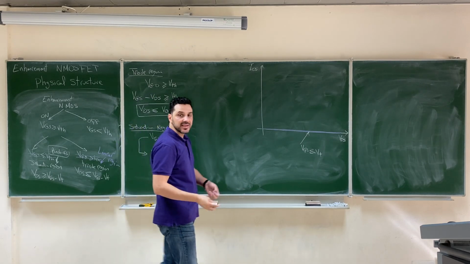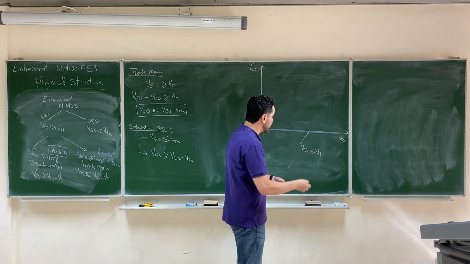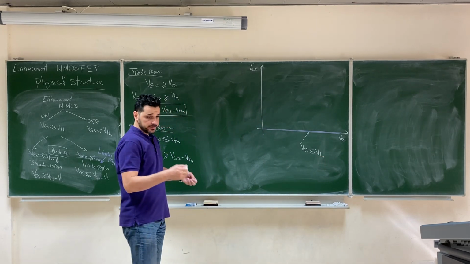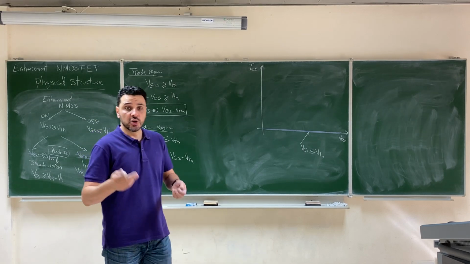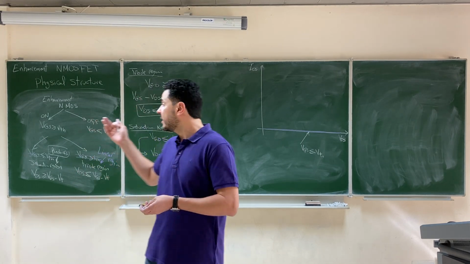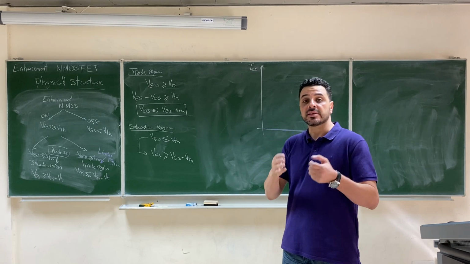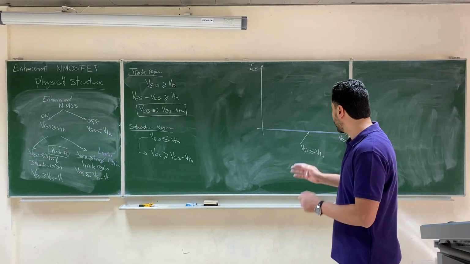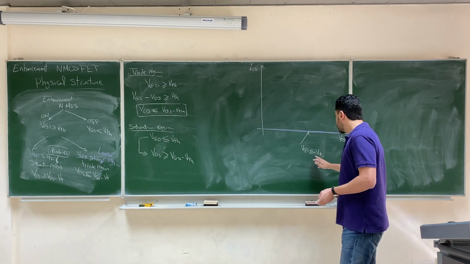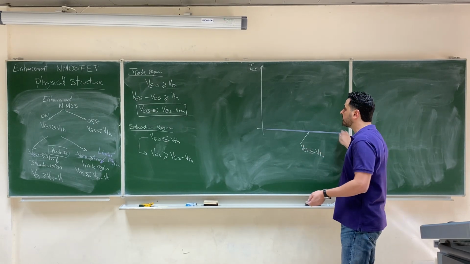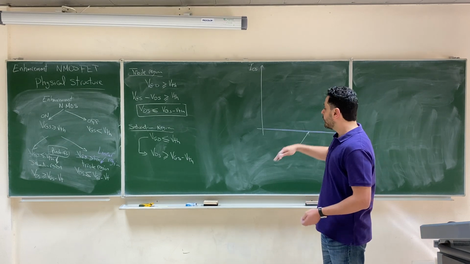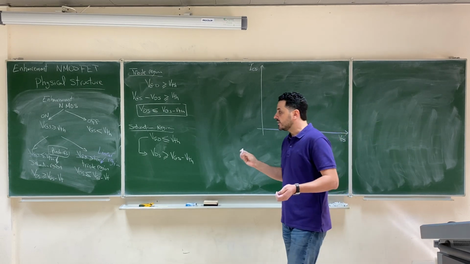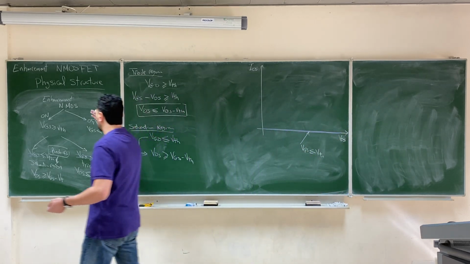Sometimes we call it VT, sometimes VTH, sometimes VTN because we are dealing with an NMOS transistor. And this threshold voltage, usually for the enhancement NMOS, is in the range between 1 and 2 volts. So as long as VGS is less than V threshold, the transistor is off and the current is 0. If you increase VGS above V threshold, the transistor will start to be on.